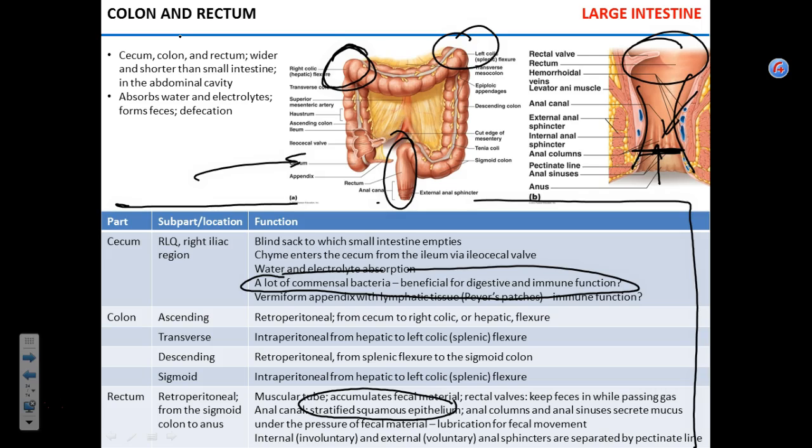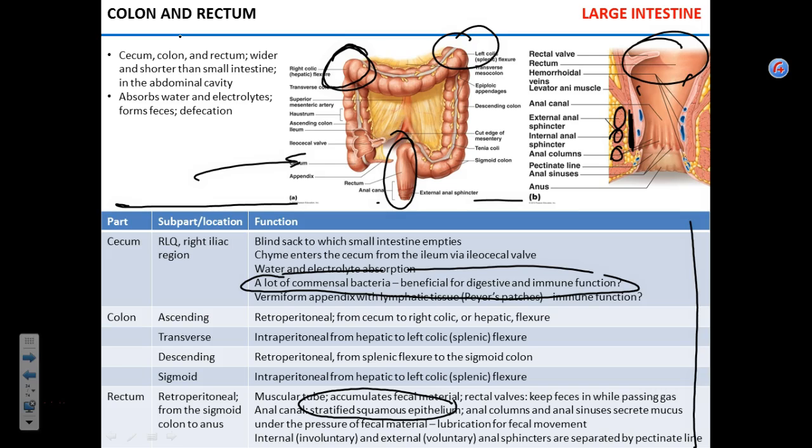Yeah, and defecation is controlled by two sphincters. And you will see this system both in defecation and urination. The internal anal sphincter, which you can see here, is involuntarily controlled. The external is under voluntary control.